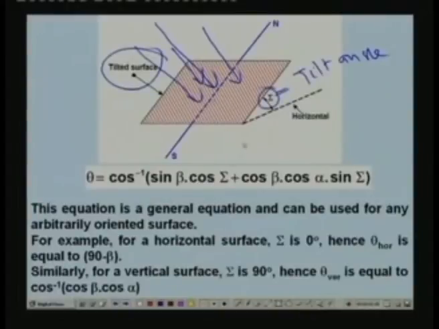and it can be shown that the angle of incidence on any arbitrarily oriented surface is given by theta is equal to cos inverse of sin beta into cos sigma plus cos beta into cos alpha into sine sigma. Okay, so in addition to your beta and alpha, you also should know the tilt angle in order to calculate the angle of incidence of the sun's rays on any surface. Okay, as I said, this is a general equation and it can be used for any arbitrarily oriented surface.